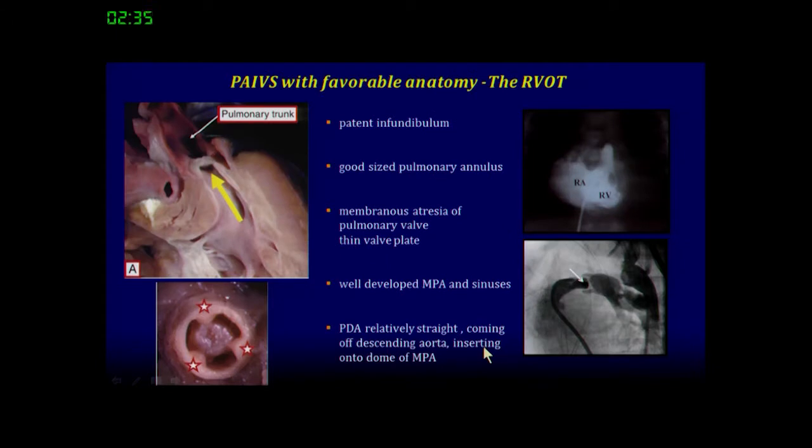When we look at the outflow tract, which is very important as far as management is concerned, we have a very nice, although thick-walled, outflow tract, a smooth infundibulum free of obstruction until it ends blindly in the membranous atresia, which is very thin and domed like that. The angiogram shows a nice smooth-walled, wide-open infundibulum ending blindly in the membranous atresia. What is nice here is a very well-developed main pulmonary artery with good sinus development, which cups over that doming part of the valve, and this makes a very good candidate for perforation.